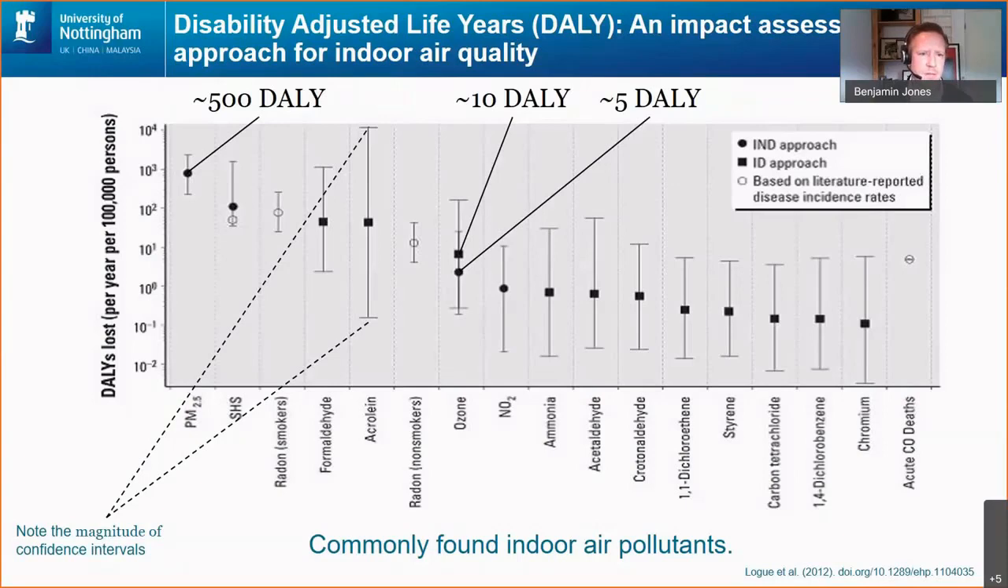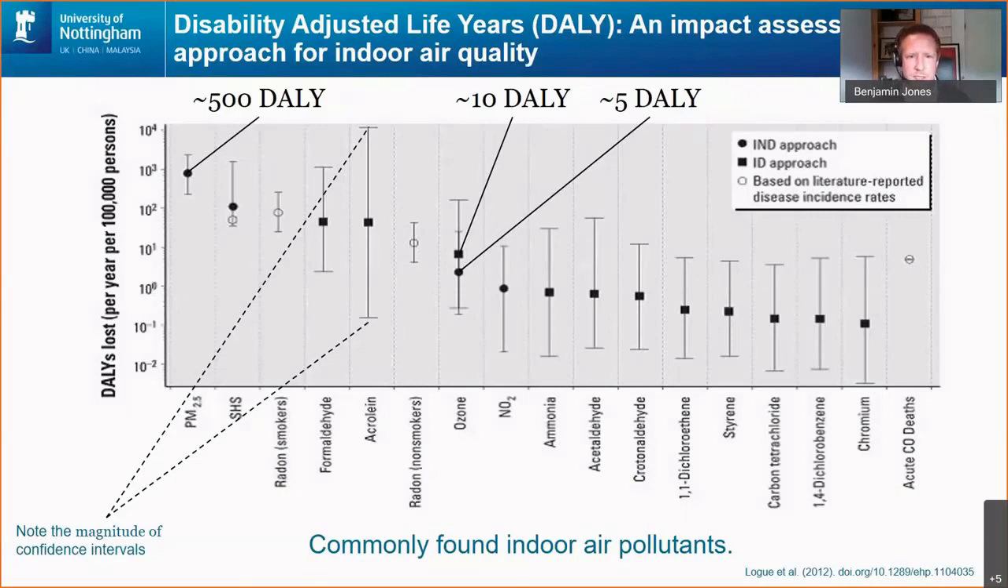So you can see then that PM2.5s come out as more harmful than secondhand smoke from tobacco smoking by an order of magnitude. Then come radon for smokers exclusively, and then formaldehyde and acrolein. And a little bit lower, radon for non-smokers, and then ozone. Now you'll notice for ozone we have two median values given here, and that's because two different approaches were used. You'll notice for acrolein, for example, the magnitude of the confidence intervals is enormous.